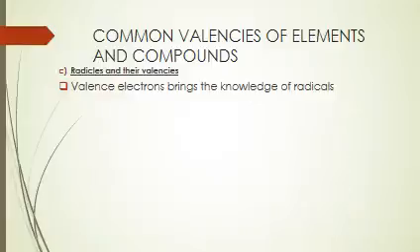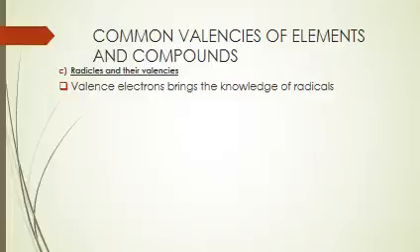Now let us look at the valences of radicals. By now, I hope you still remember the definition of radical. It said a radical is an atom or group of atoms that has at least one unpaired electron. So here the important part, which I have already said, is that valence electrons bring the knowledge of radicals. We are going to explain that in this slide.